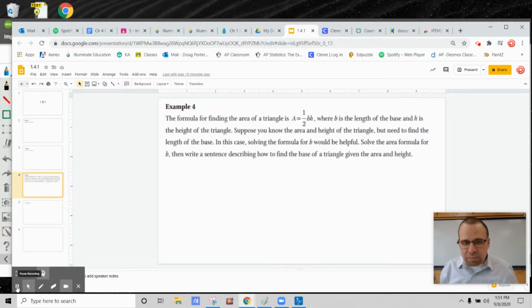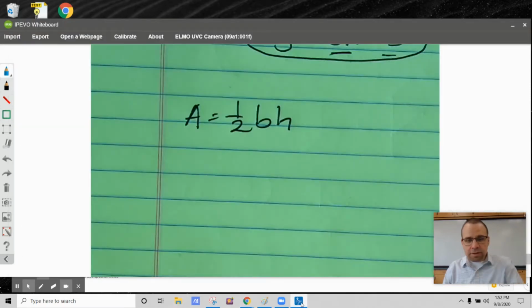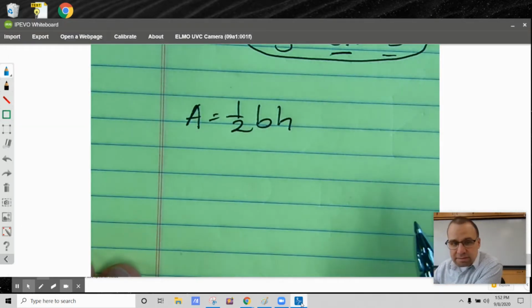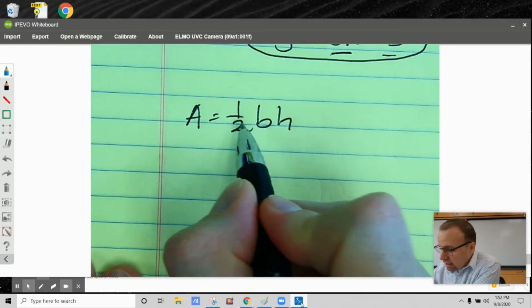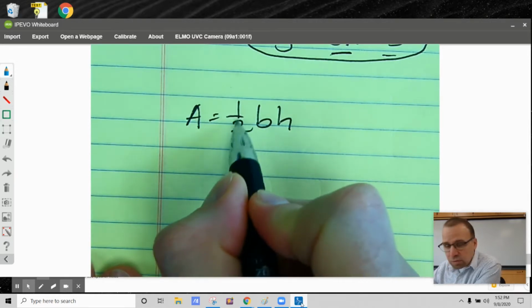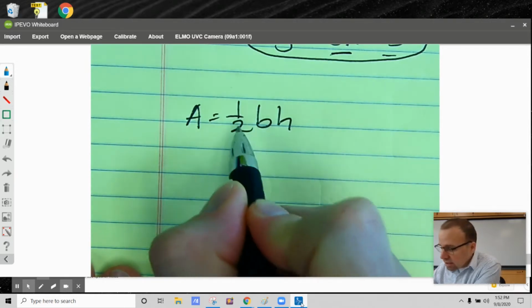I'm going to skip to example 4. Example 4 here is the formula for area of a triangle, A equals 1/2 BH. And they want us to solve the area formula for B. If I'm solving for B, I have two things to contend with. One is this 1/2, and then I also have the H.